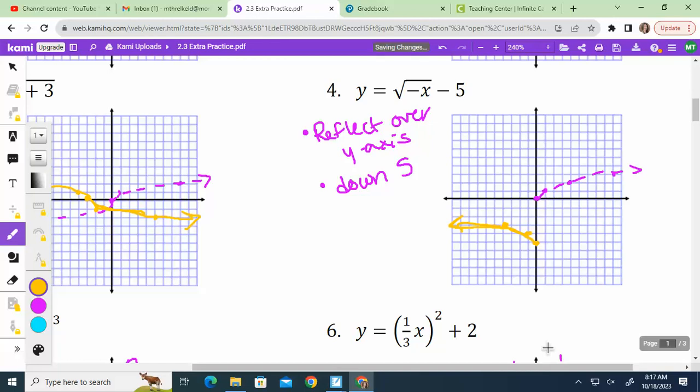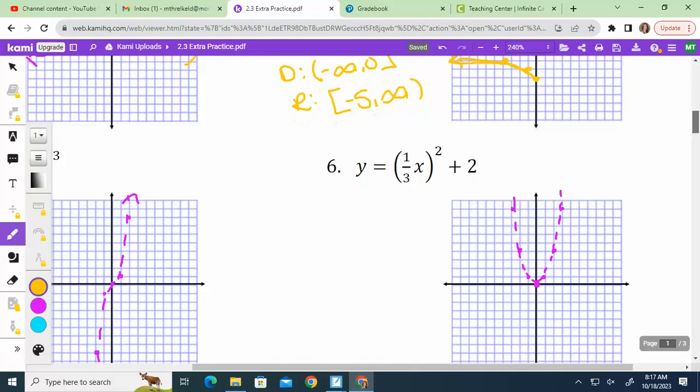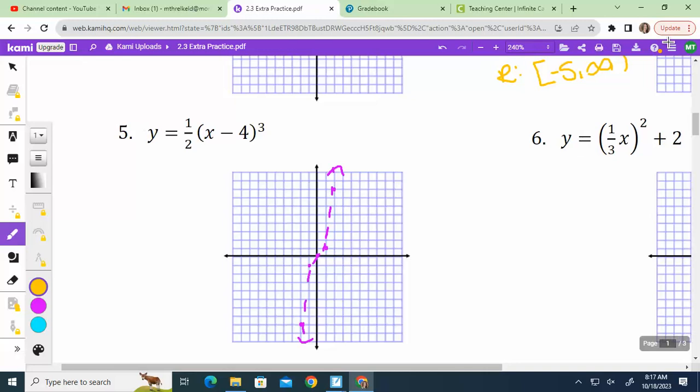What would be the domain of that one? I didn't ask for it, but I could. Negative infinity to 0. I would do just the final graph for the domain. What would be the range of that final graph? Good. Is that one okay? I think several of you made the same mistake I started to make, flipping it over the x. I messed it up 4 times.